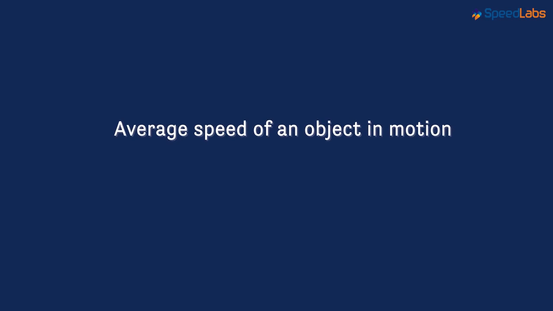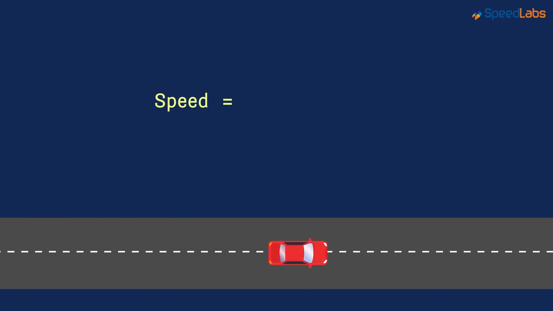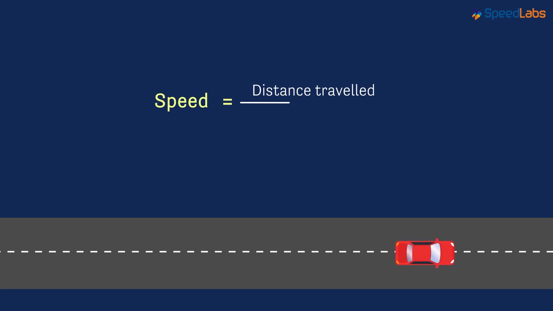We have already seen in our previous video what average speed of an object in motion is. Let's understand it one more time as this is an important concept. First of all, how will you define the speed of an object moving along some path? The speed of an object is the distance travelled by an object over the time it takes to complete that distance.